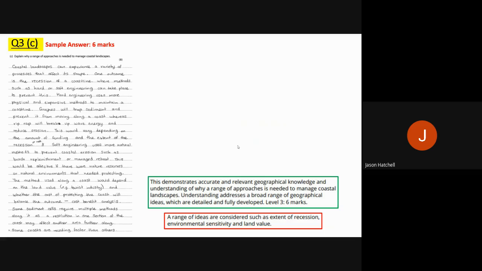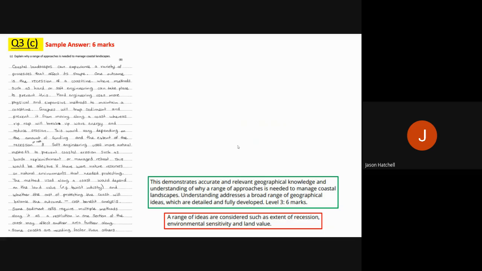And it says some sediment cells also might require multiple methods of these. It's not just one or the other. Sometimes you need a mixture of hard and soft engineering. So this answer did really well in terms of geographical knowledge. It has a broad understanding.